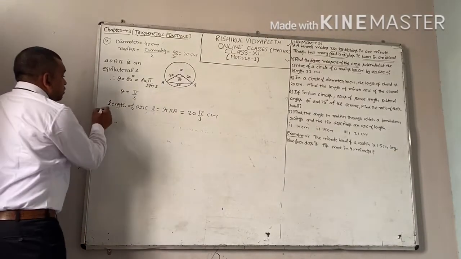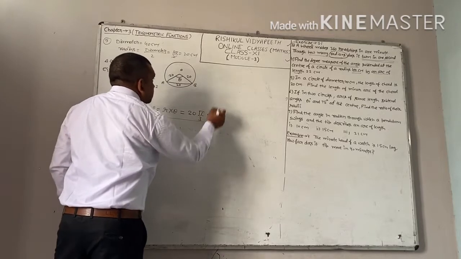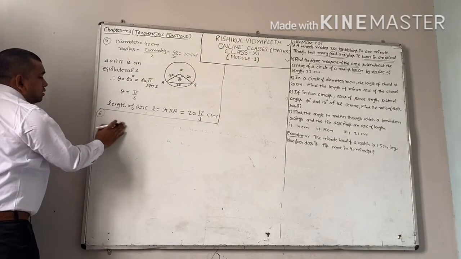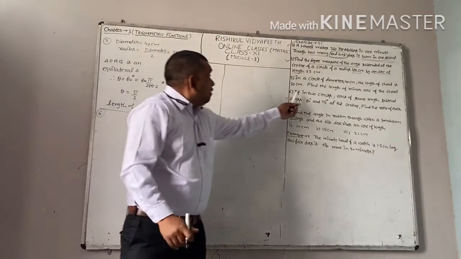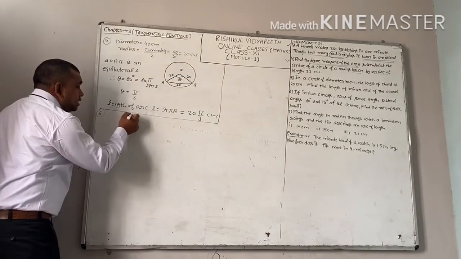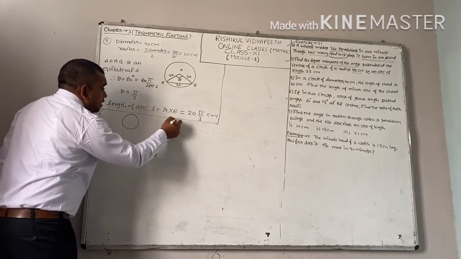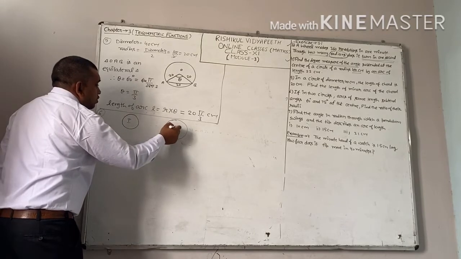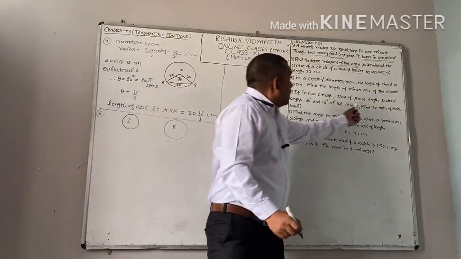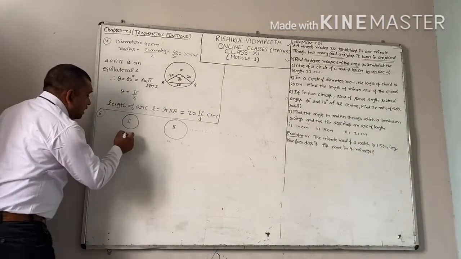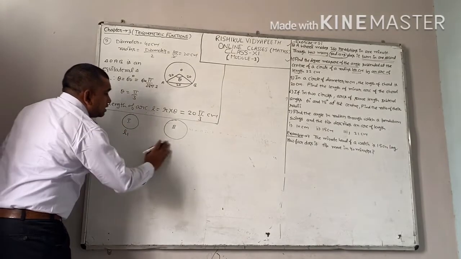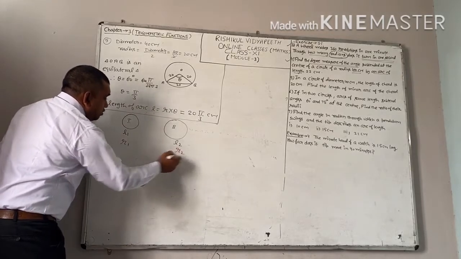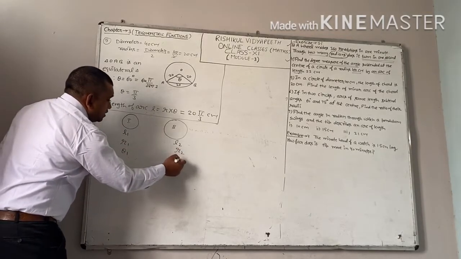Now see the next question, question number 6. In question number 6, we are having two circles. This is your first circle, this is your second circle. Circle 1 and circle 2. Arcs of same length. Let its length is L1, its length is L2. Radius is R1, its radius is R2, angle is theta 1, its angle is theta 2.